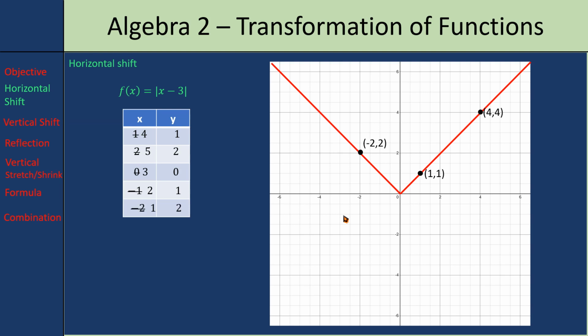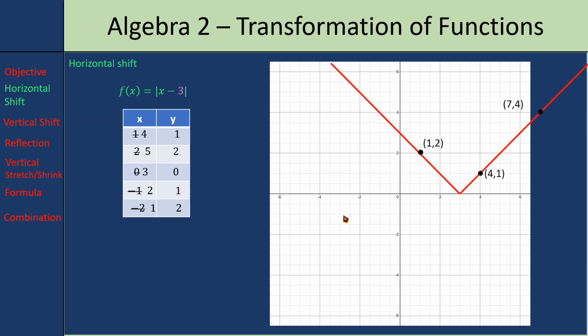So you can see that all my x values are now 3 units bigger. If all the x values are 3 units bigger, it shifts the graph, right? So the graph goes to the right. Instead of negative 1, now it's 2, and so on. And we call this a shift right 3 units. Because of that minus 3, we go right 3.